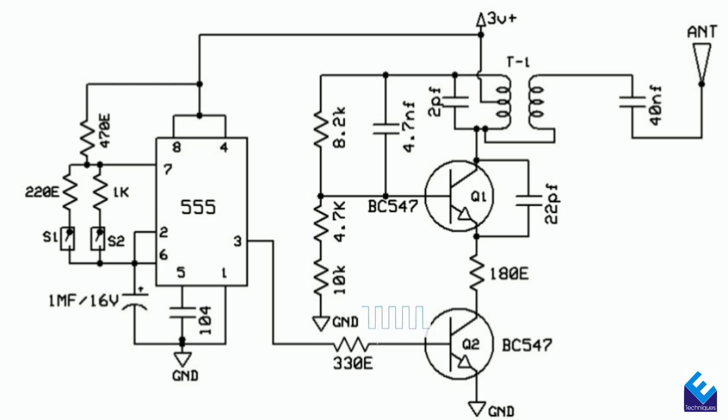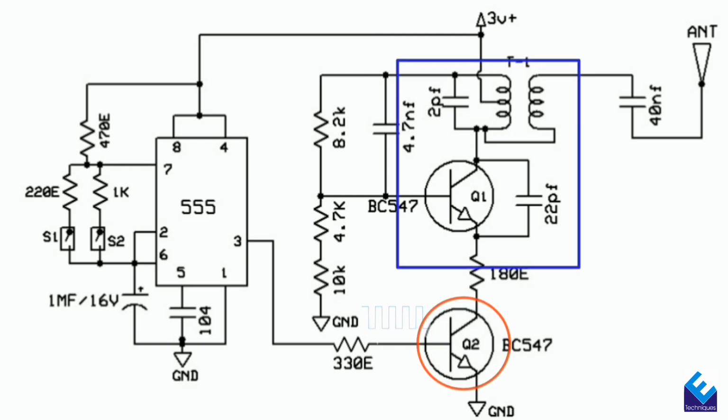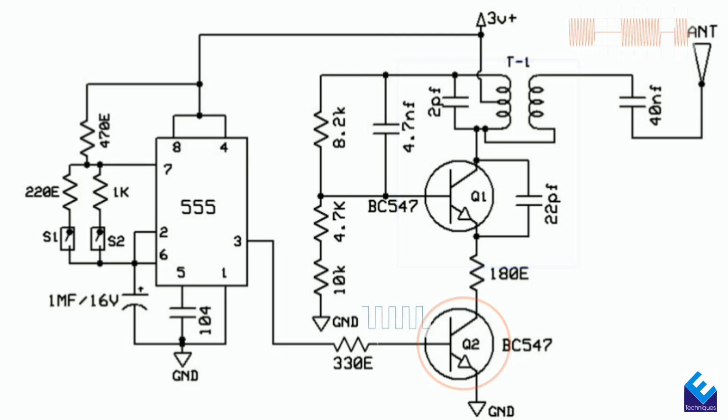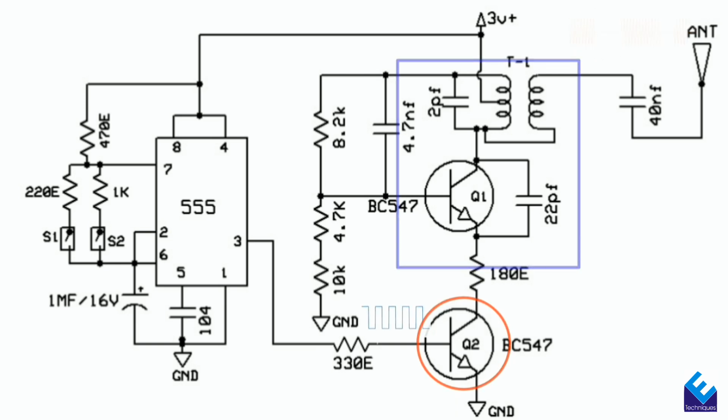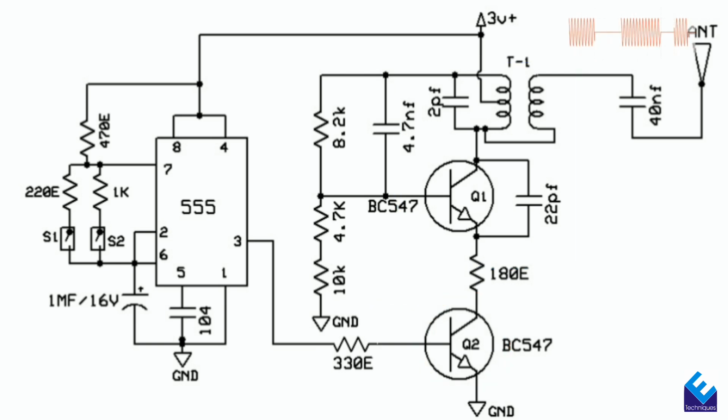That pulse will turn the transistor on and off 250 times. When the transistor turns on and off 250 times, the oscillator circuit connected to it also turns on 250 times. Due to this, the transmitter produces pulsating 27 MHz radiation. The same thing will happen while pressing switch 2, but the pulsating frequency will be 650 Hz.